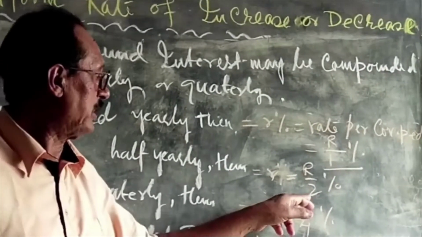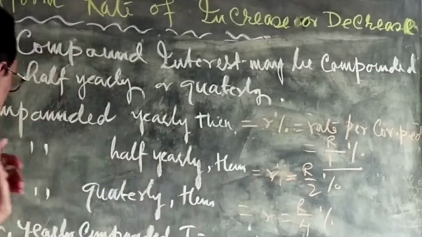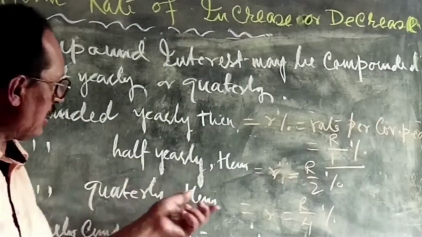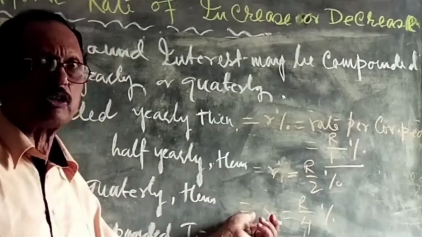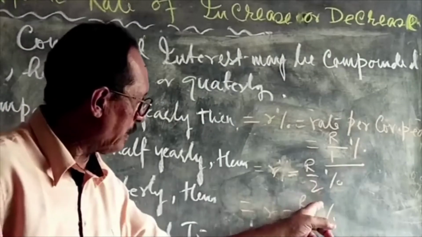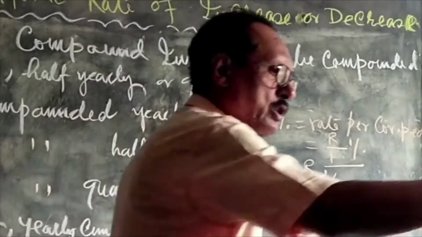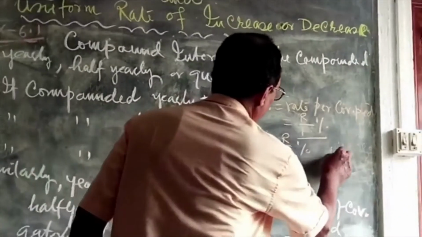So that's why it is divided by 2. If it is quarterly compounded, then small r, the rate of interest per conversion period, will be equal to capital R by 4.